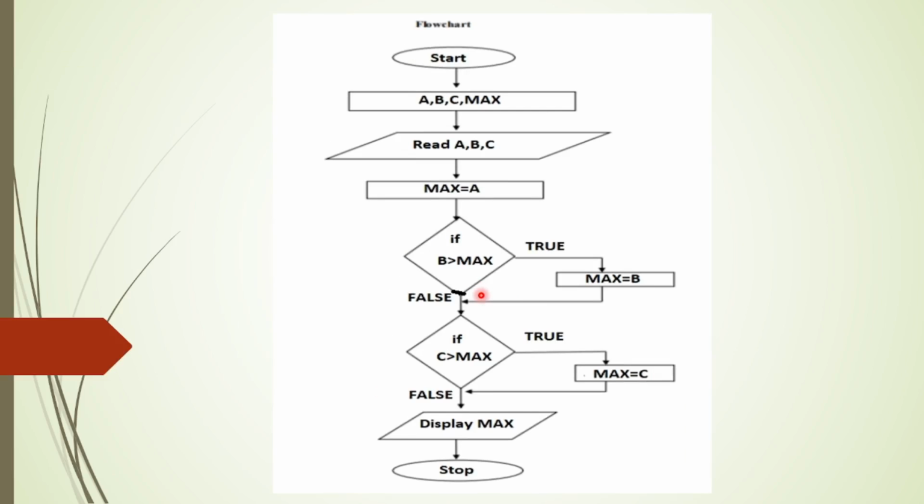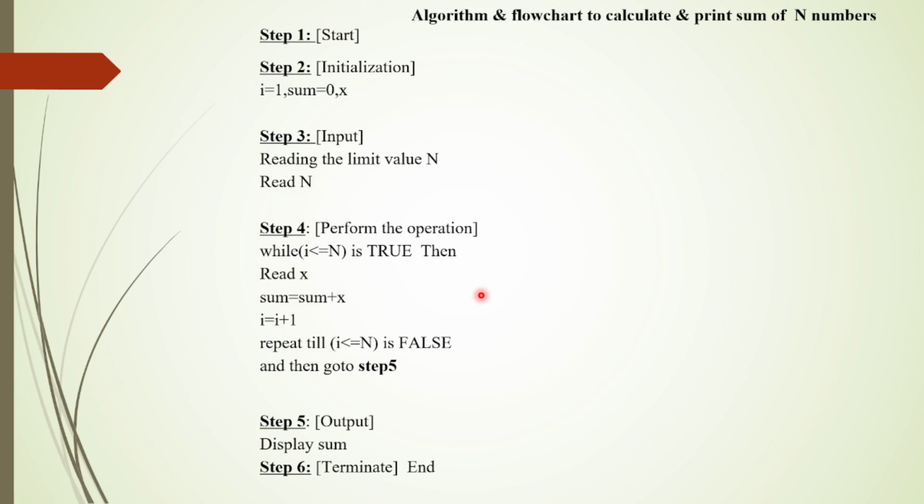Now we have the next one. What is that? Algorithm and flowchart for calculating the sum of n numbers, and same thing you're going to print it. Now let's see how to calculate the sum of N numbers. What do you mean by n numbers? N numbers means we don't know the limit. That's a limit. It can be 2 numbers, 3 numbers, 4 numbers, etc.